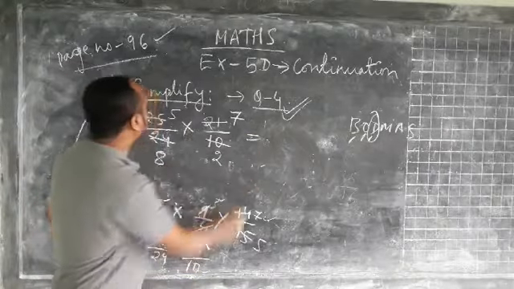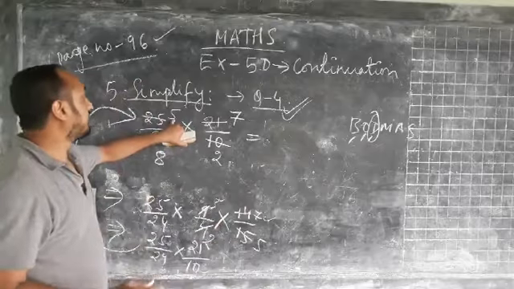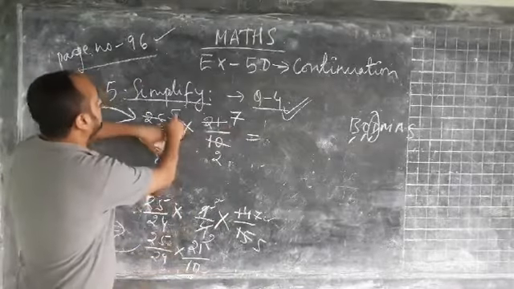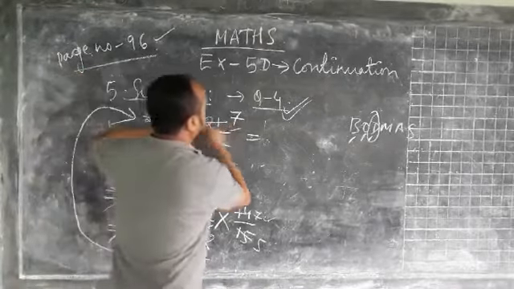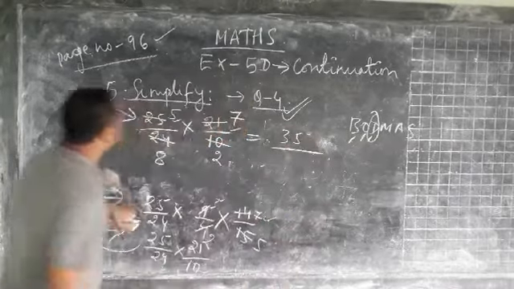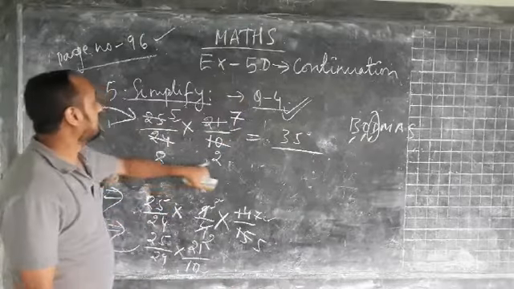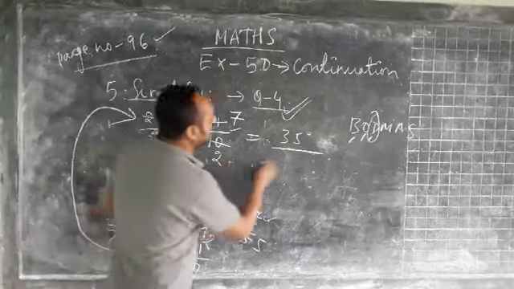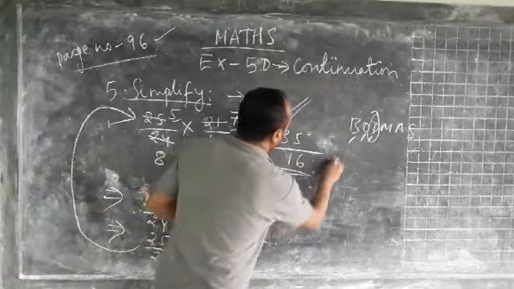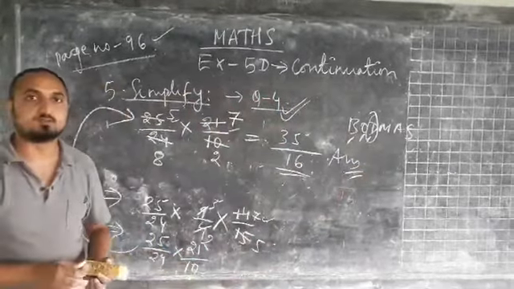Now after reducing this one, the remaining numbers we have at the numerator are 5 and 7. So we will multiply this 5 and 7. 7 5s are 35. Now similarly we will do for this denominator also. So here we have 8 into 2. So 8 2s are 16. So this is our answer. 35 by 16 is our answer.